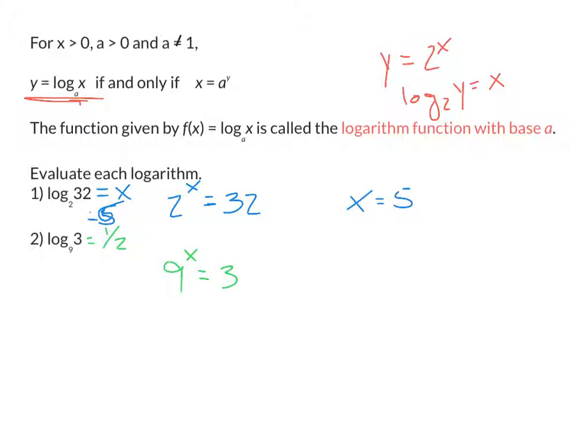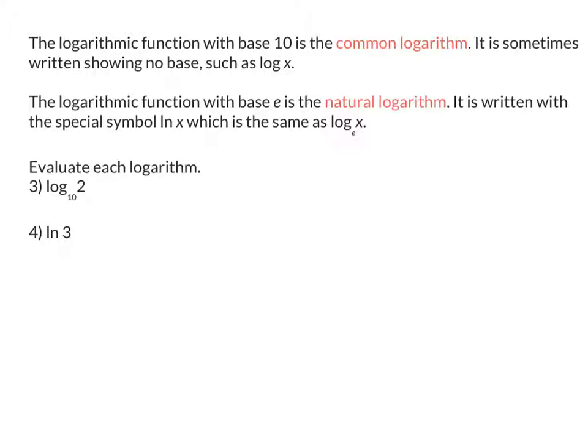There are special kinds that we're going to learn about, and here they are. So if we have a log function with base 10, that is called the common logarithm. So you would say log base 10 of x. Sometimes it's written without showing a base at all. So like log x right there would be assumed to have a base of 10.